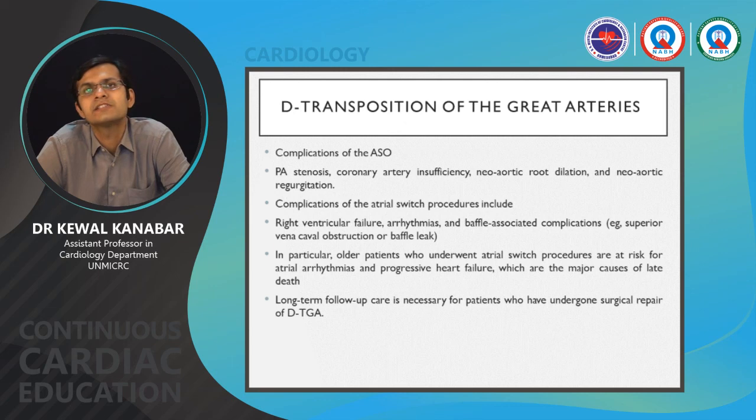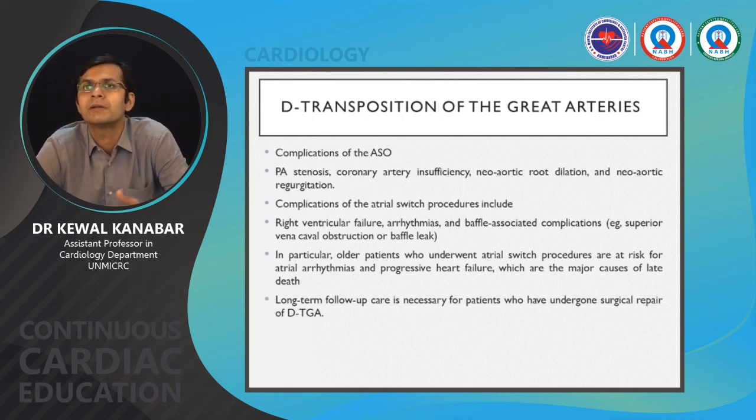Complications of arterial switch are pulmonary artery stenosis, coronary artery insufficiency, neo-aortic root dilatation and neo-aortic regurgitation. The complications of atrial switch are basically right heart failure, and these patients also are prone to develop atrial arrhythmias. Long-term follow-up of patients who have undergone either an arterial switch or an atrial switch is necessary, and particularly we need to look for neo-aortic regurgitation.